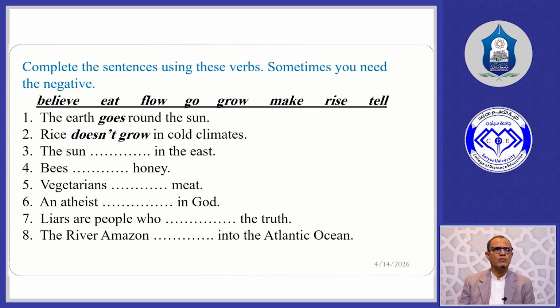Also, there's another activity. Complete the sentences using the verbs here. Sometimes you need, for example, the negative. You have believe, eat, flow, go, grow, make, rise, tell. All these verbs should be used in the sentences. Sometimes you need to use negative sentences according to the context of the sentence. It will show you if the sentence should be negative or affirmative. So I want you to read these and do it carefully.